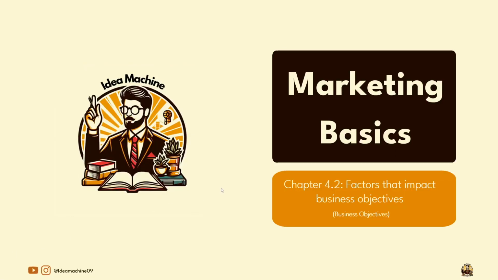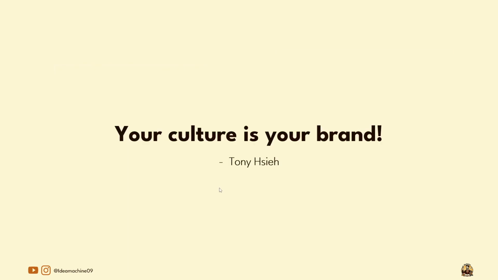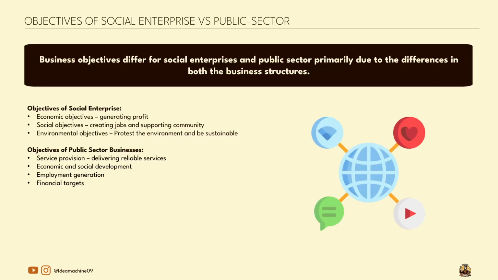Today we are going to go over chapter 4.2, Factors that Impact Business Objectives. Before we dive into your chapter, remember that your culture as a business is your brand. To quickly describe objectives and the factors that basically affect them, we'll go over objectives of two different business entities, objectives of social enterprises versus public sector.